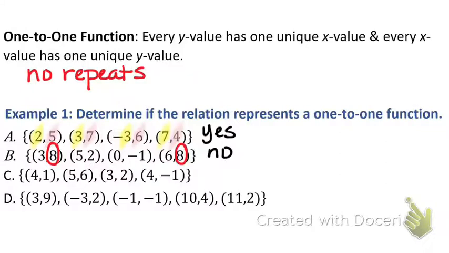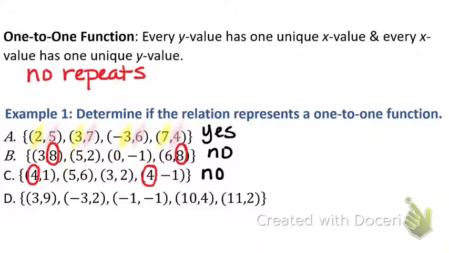All right, what about C? Who says yes? Who says no? All right, I agree. And why did you say no? What did you notice repeated? The 4. Anything else repeat? It could be more than one thing, but that was the first thing I noticed was the 4. So that's a no. All right, what about the last one?